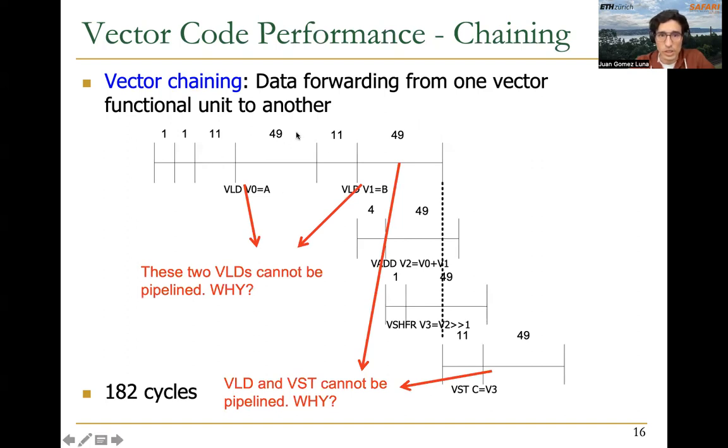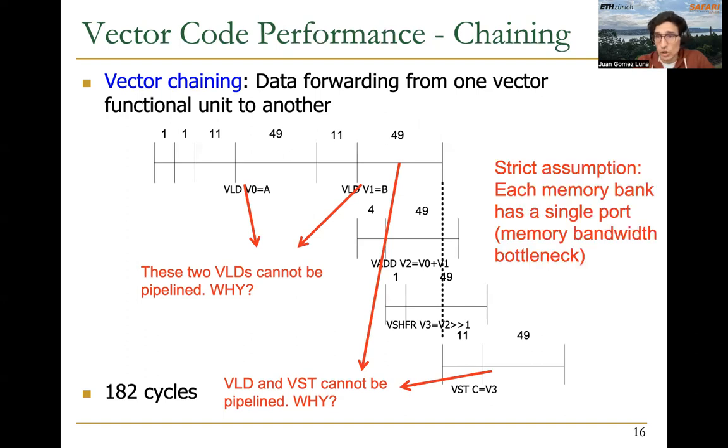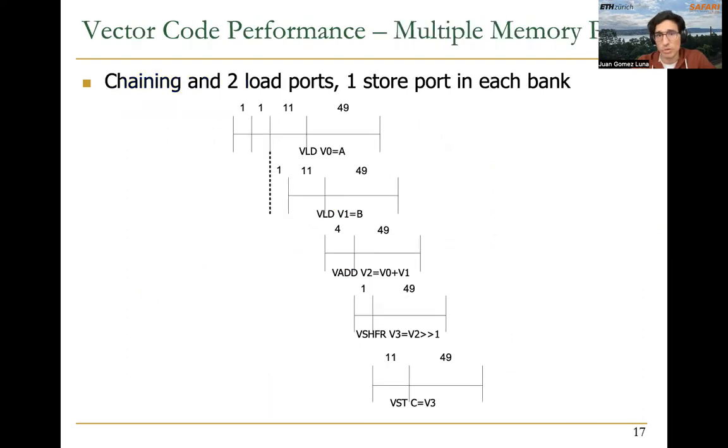Why? Because these two loads could be done at the same time, while this load and this store can also be done at the same time. But to do so, we need to increase the number of ports that we have in each memory bank. For now, we just assume a single port per memory bank. Now we are going to assume 2 load ports and 1 store port in each bank. That means that we can sustain 2 loads at the same time, and they can also overlap with 1 store. And that's basically what is happening here.